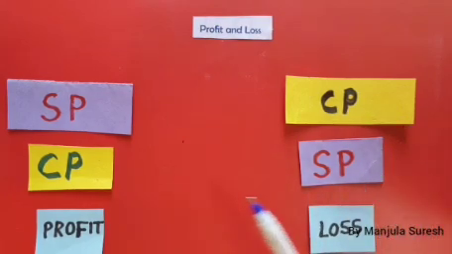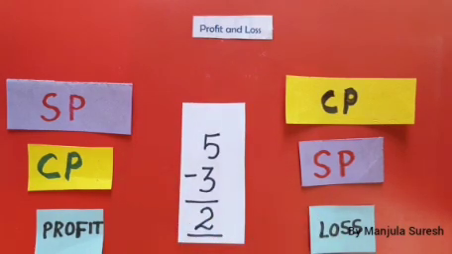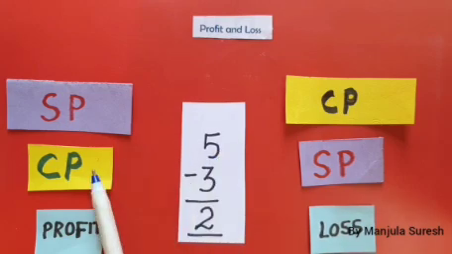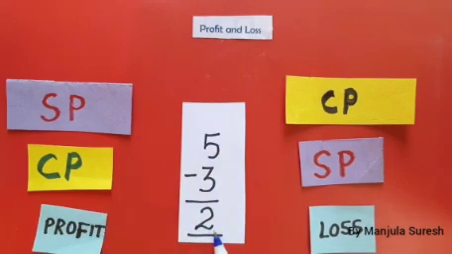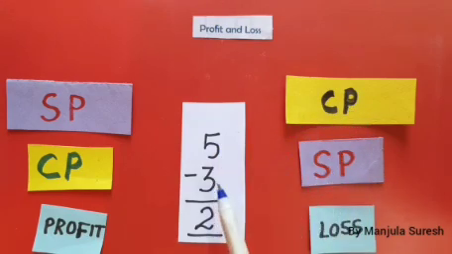So in these two subtractions, we can relate with a model of subtraction, that is 5 minus 3 is equal to 2. If the selling price of an item is rupees 5 and cost price is rupees 3, profit will be rupees 2. Same way, if the cost price of an item is rupees 5 and its selling price is rupees 3, loss will be rupees 2.